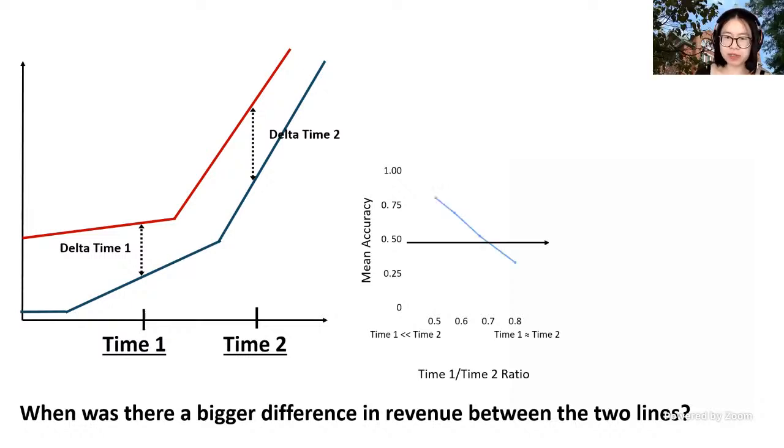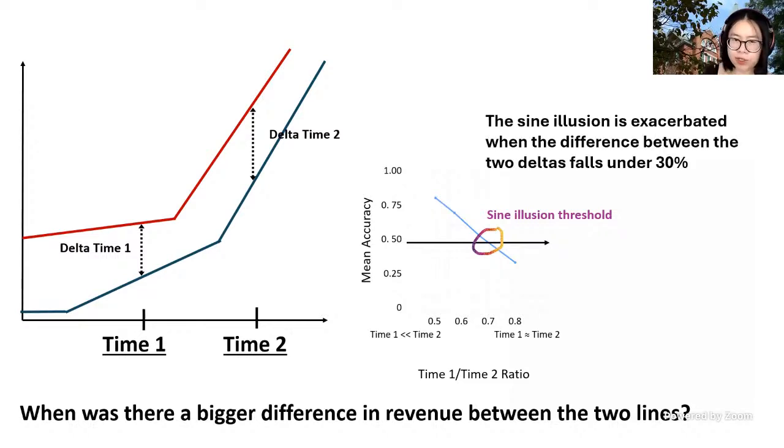So here's the result. What we're seeing here is that the mean accuracy gets lower as the delta at time 1 and time 2 becomes more similar. When the ratio between the delta at time 1 and time 2 is about 0.7, people's performance drops below chance. They make the sign illusion mistake. So the takeaway is that the sign illusion gets exacerbated when the difference between the two deltas falls under 30%.